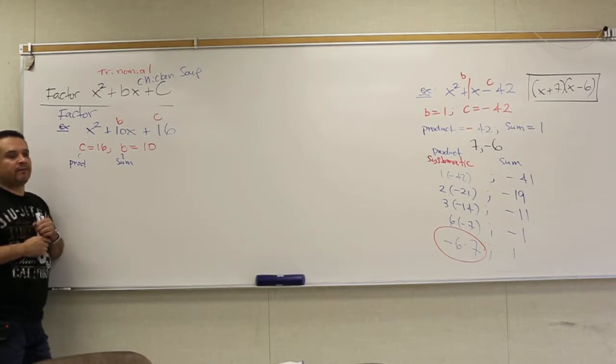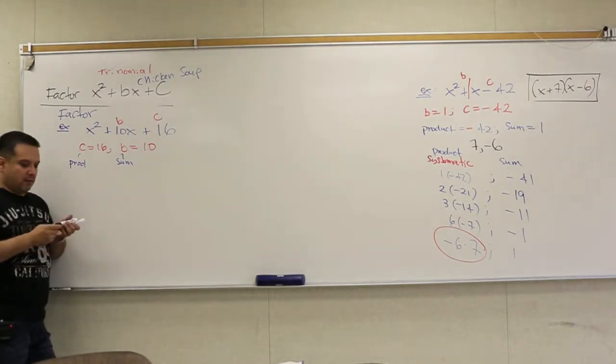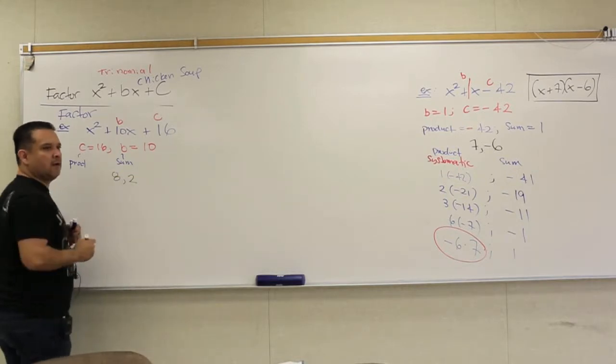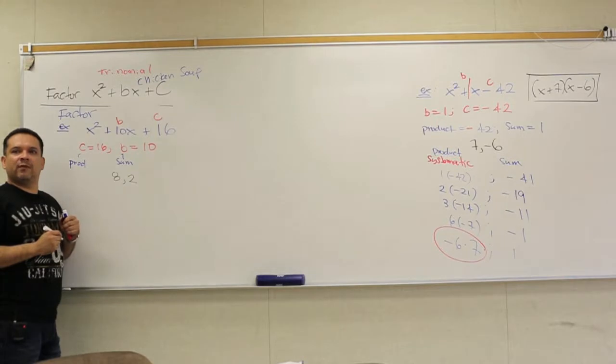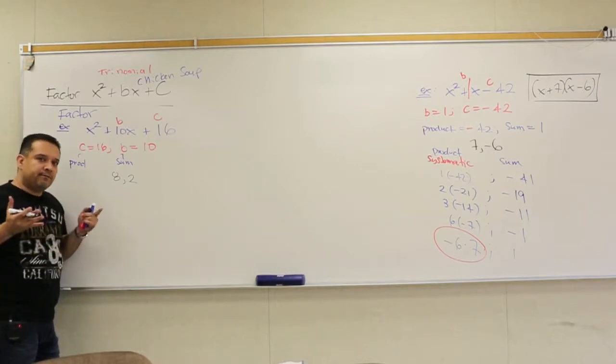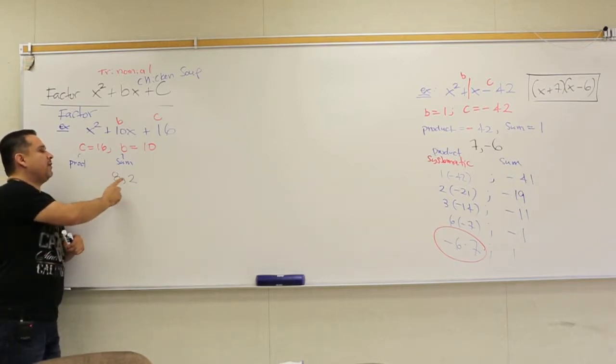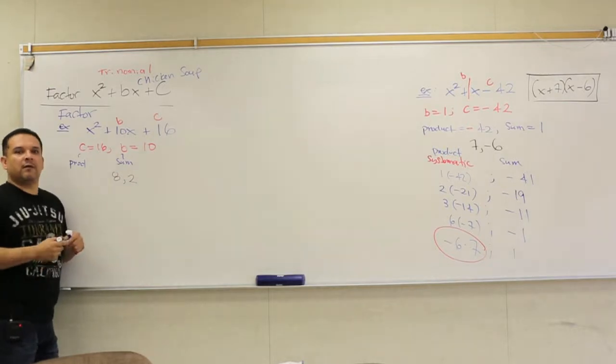What is it? Okay, 8 and 2, good. How'd you do that so fast? I first found the value of 16. Let's see, 8 times 2 is 16. What's 8 plus 2? 10.